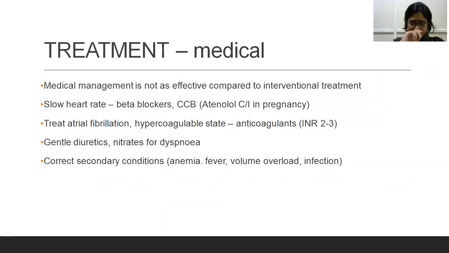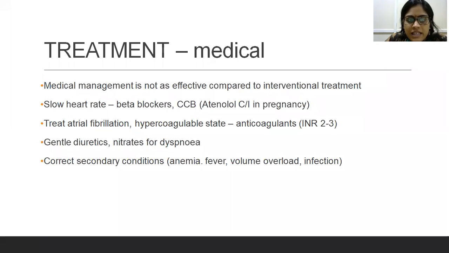Medical treatment is not as effective as surgical or interventional treatment. What you want to do is slow down the heart rate, especially in the presence of atrial fibrillation. You want to control the heart rate so that the left atrium has more time to pump blood across the mitral valve. So you slow down the heart rate using either calcium channel blockers like verapamil and diltiazem, or beta blockers like atenolol and bisoprolol. However, in pregnancy, beta blockers are contraindicated because they can lead to IUGR.